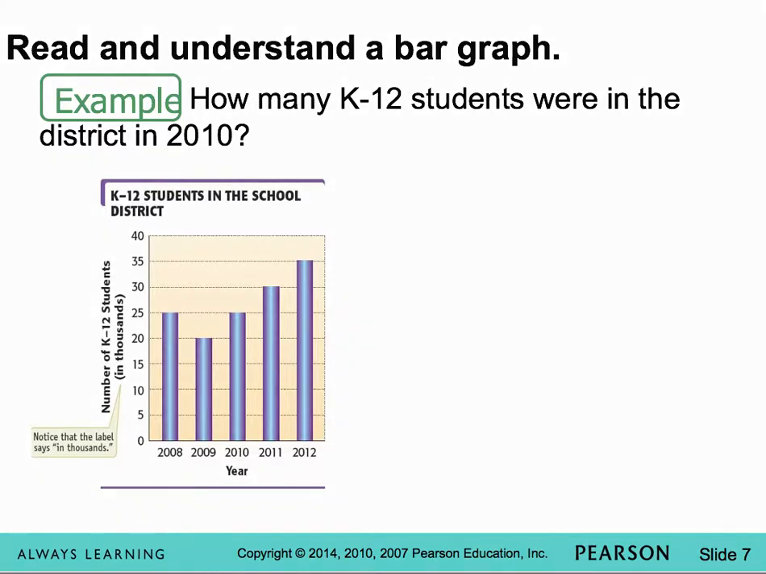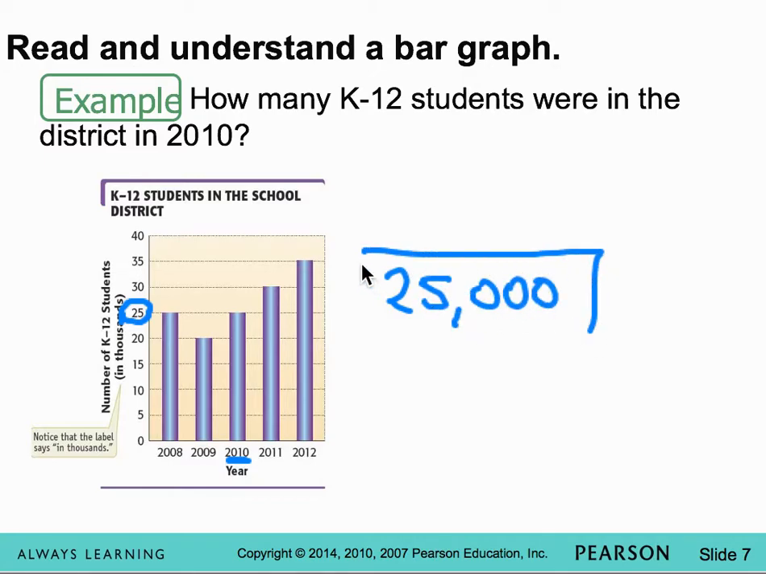This is a bar graph. Okay, bars representing our data. How many K-12 students were in the district in 2010? So I look down here, here's 2010. Okay, K through 12, that's what we have here, number of K through 12 students. Here's 2010. 25, but be careful, it's in thousands. So make sure that you're careful about reading the information on your graph. How many K through 12 students were in the district in 2010? 25,000.